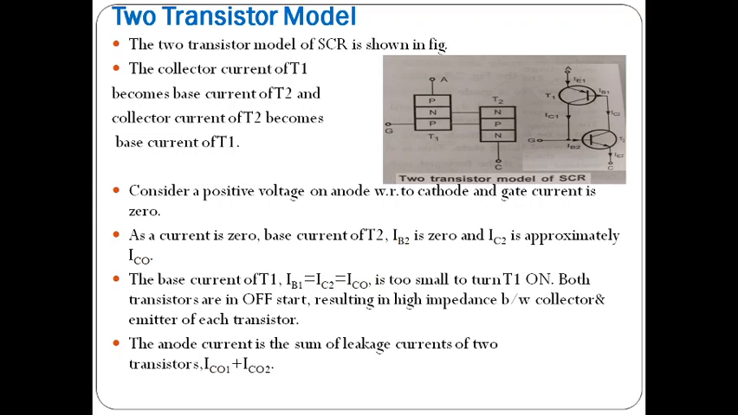Consider a positive voltage on the anode with respect to the cathode and the gate open. Yes, the gate terminal is open, and the anode is positive with respect to the cathode. So as the gate is open, we can say gate current equals 0. That means IB2 is 0.